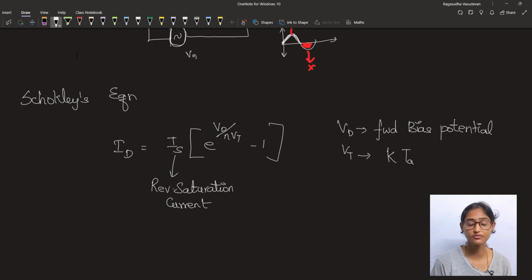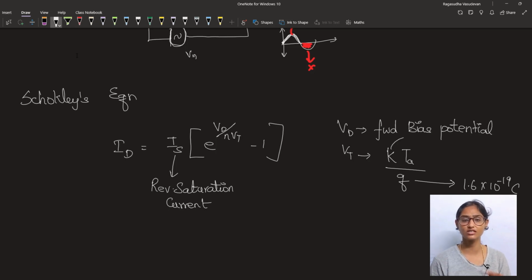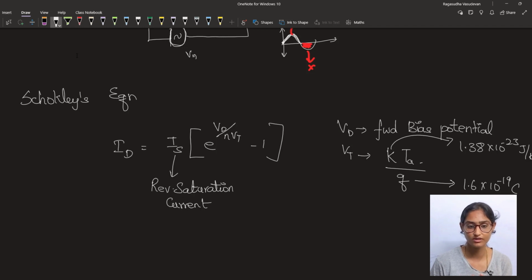k times the absolute temperature of that medium divided by the unit of charge. q is 1.6 times 10 to the power minus 19 coulomb, which is the charge of a unit electron, and k is the Boltzmann constant, 1.38 times 10 to the power minus 23 joule per Kelvin, and temperature is measured in Kelvin. Okay, so Vt refers to this value, and N is the ideality factor.